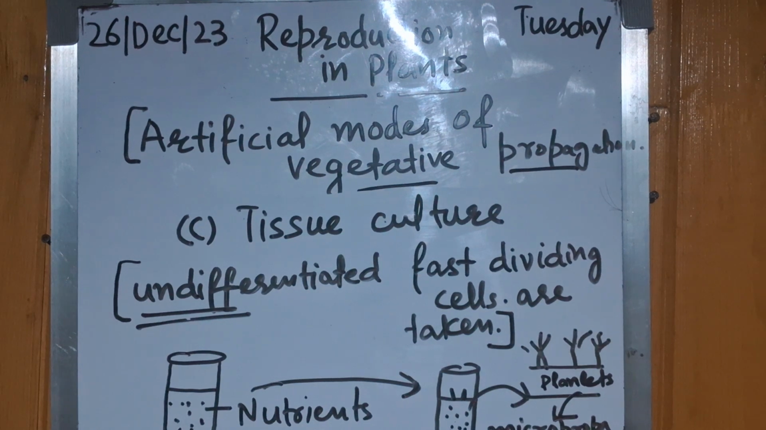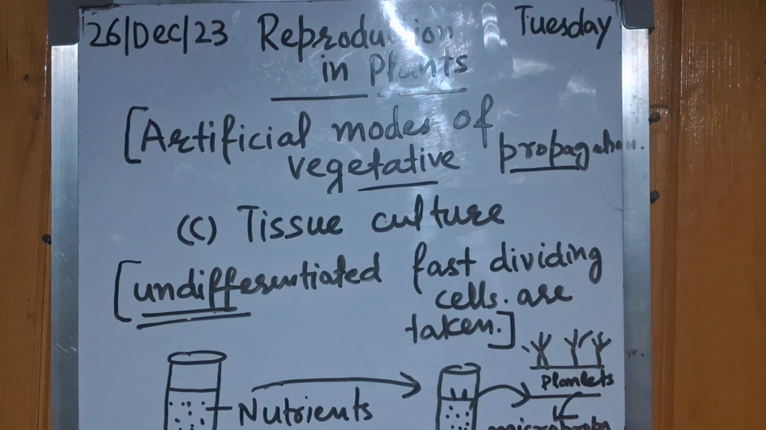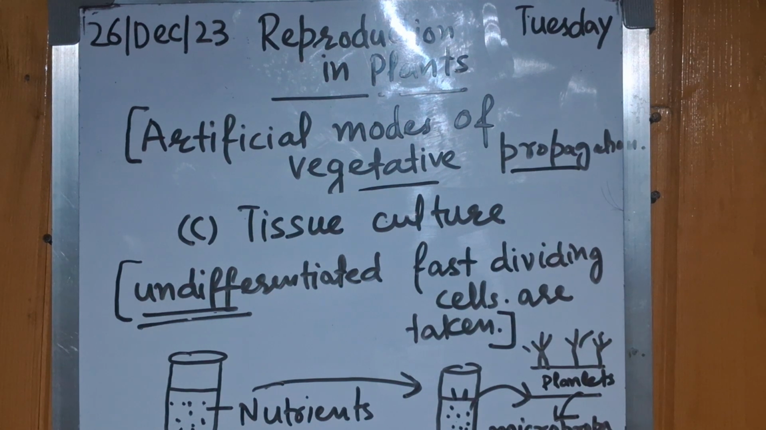Now we have completed all the modes of asexual reproduction. You are advised to go through your book and study these asexual modes of reproduction in detail.